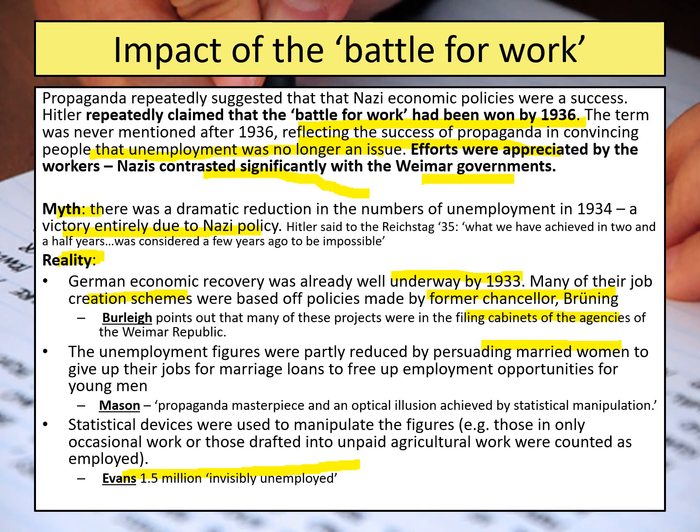And this is supported by a historian called Mason, who talks about how the battle for work and the fact that they'd reduced unemployment was an optical illusion achieved by statistical manipulation. So the Nazis did have some successes with reducing unemployment, but they weren't as significant as they made out in propaganda. Pause the video here if you want to make any notes about the battle for work.